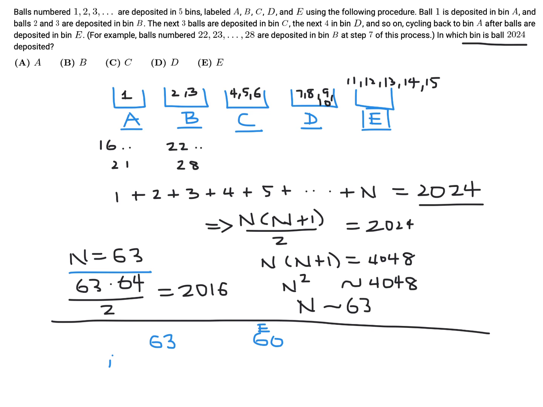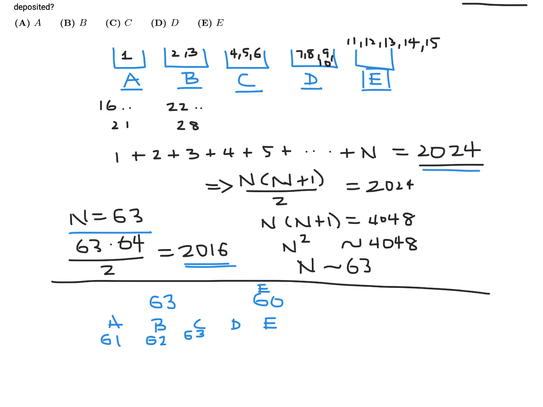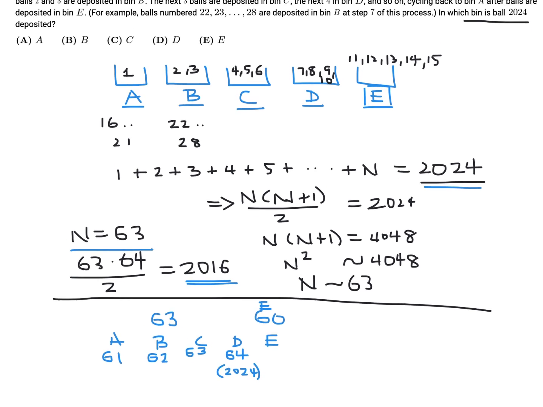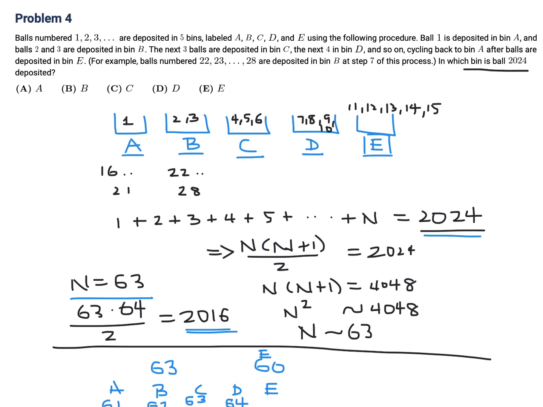But then when you continue this process, the 61st box would be A, the 62nd box would be B, and the 63rd box would be C. Okay, that makes sense. But then we still haven't got up to 2024. We only got up to 2016. So to get to 2024, we would have to add 64 numbers in D, and one of those numbers would be 2024. So that's how you would extrapolate this question. So the answer is D.